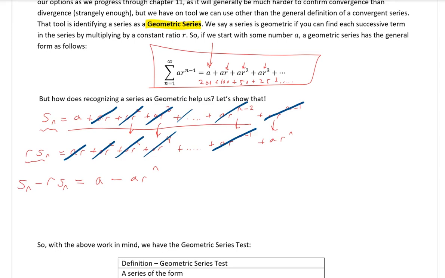Now, I can try to solve for what the summation is, because this is now S_n times 1 minus r equals a minus ar to the n. Move this up here, and the summation S_n equals a minus ar to the n over 1 minus r.